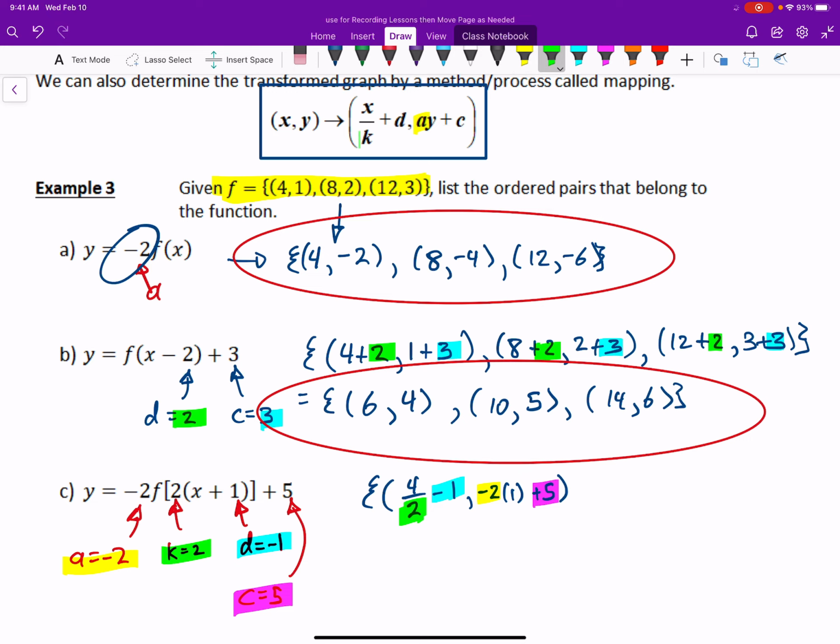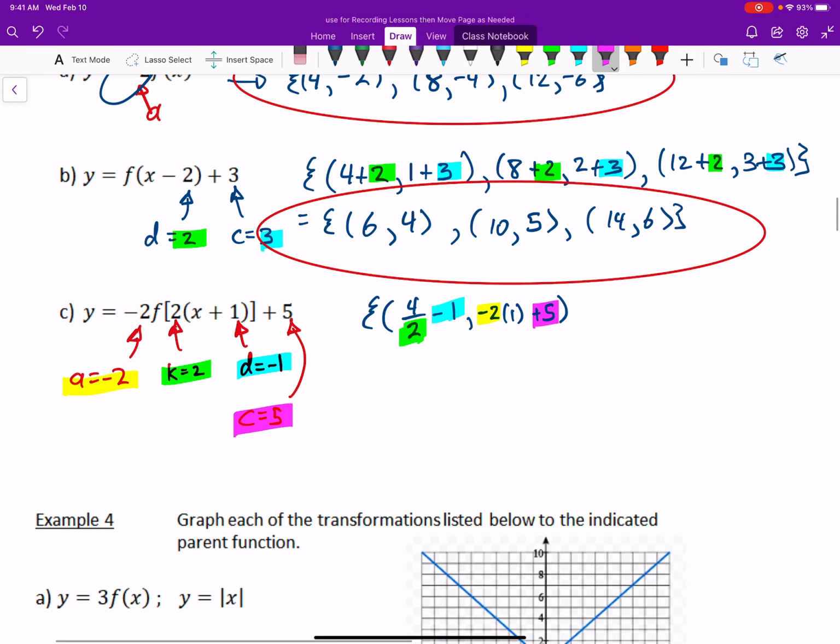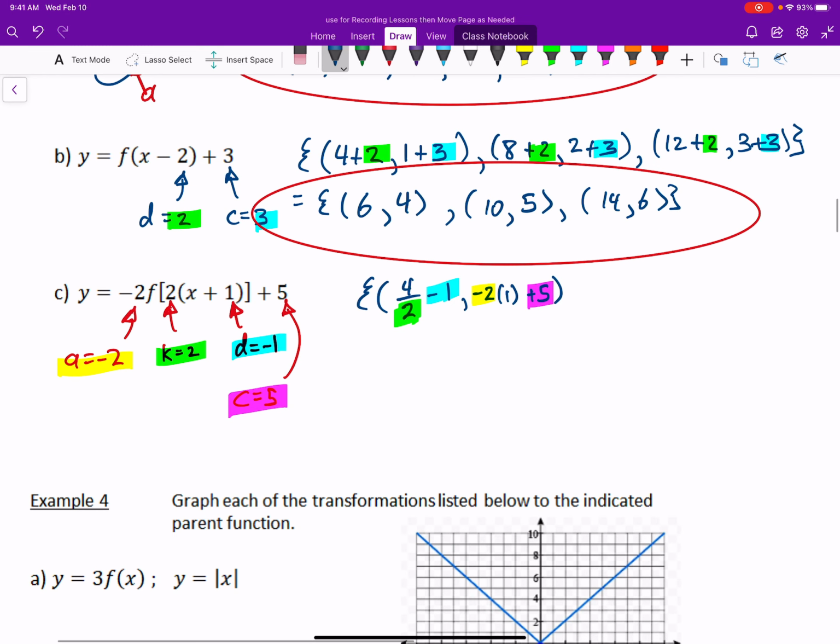A, K, D, C. So I'm just following that formula up above and doing these operations. So when I simplify it, 4 divided by 2 is 2. 2 minus 1 is 1, so my new x value is 1. -2 times 1 is -2, plus 5 is 3, and that's my new y value. And I do that point by point.